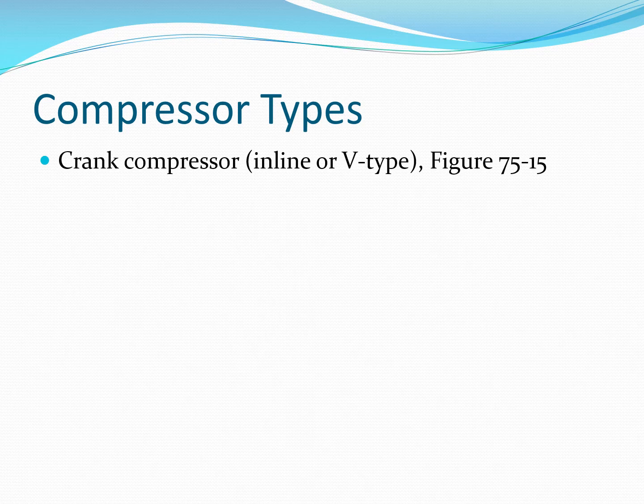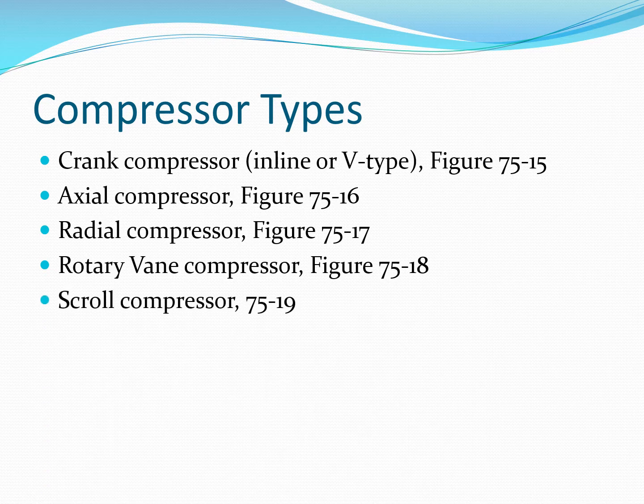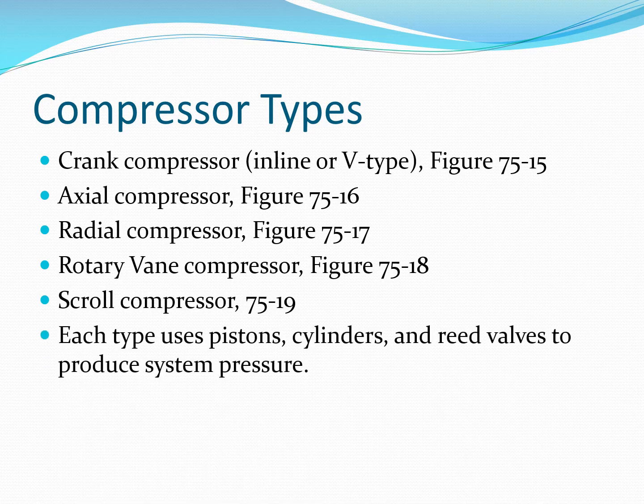So let's talk about some compressor types. We've got an axial compressor, a crank style compressor, radial compressor, rotary vane. There's a scroll compressor that's becoming quite popular of late. And each one of these uses either pistons, cylinders, reed valves, or in the case of the scroll compressor, two actual scrolls rotating within each other to create that pressure and to pump the refrigerant through the system. So I'm going to give you some pictures of each one of these types as we proceed here. And if you get curious about this, you can Google that on your own.